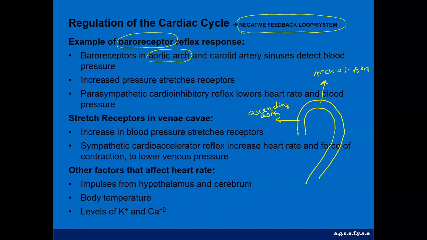Okay, and then from the arch, the aorta will be going down into our thoracic cavity and also abdominal cavity. And this area is called the descending aorta. Okay, so we have the baroreceptor in the arch of the aorta.